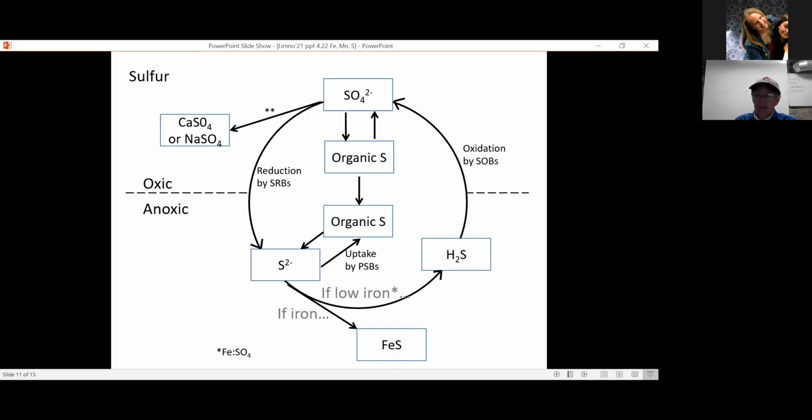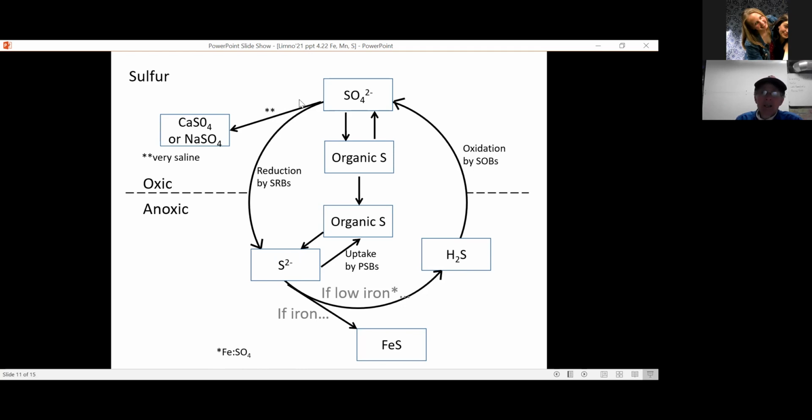If, on the other hand, the iron concentration is low, the iron to sulfate ratio is low, then you will get much greater production of hydrogen sulfide, and the sulfur is available to continue cycling back. I'm going to mention mining in a minute, but before I leave this diagram, I also want to point out another connection, which is over here.